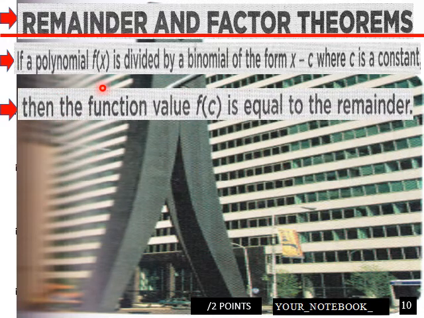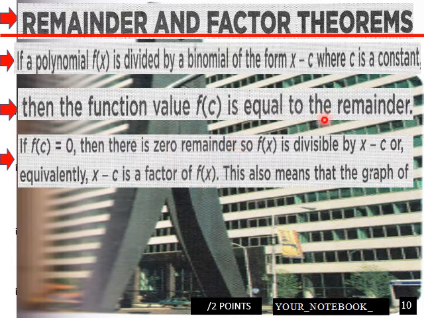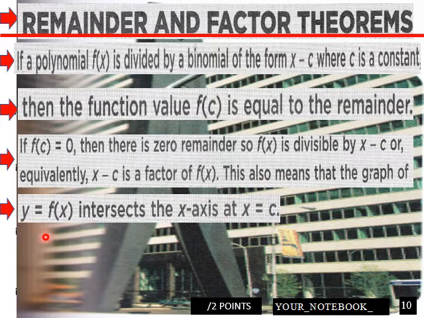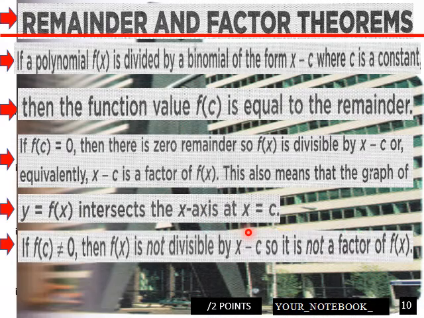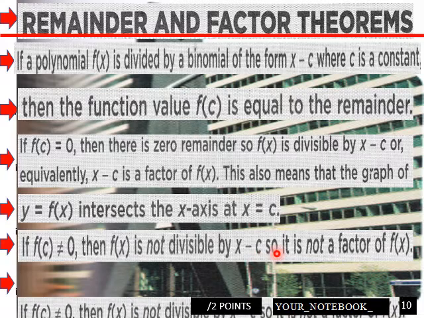If a polynomial f of x is divided by a binomial of the form x minus c, where c is a constant, then the function value of f of c is equal to the remainder. If f of c equals 0, then there is a 0 remainder, so f of x is divisible by x minus c, or equivalently, x minus c is a factor of f of x. This also means that the graph of y equals f of x intersects the x axis at x equals c. If f of c does not equal 0, then f of x is not divisible by x minus c, so it is not a factor of f of x.